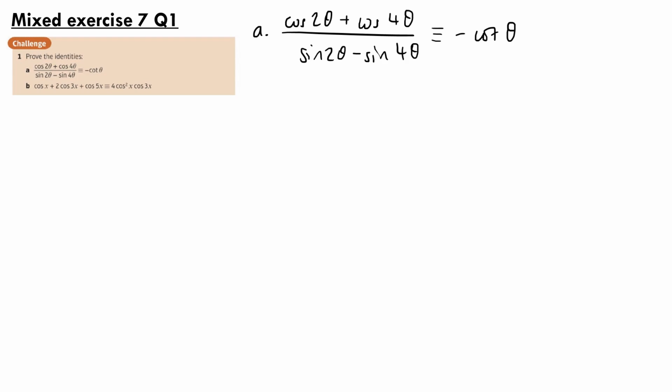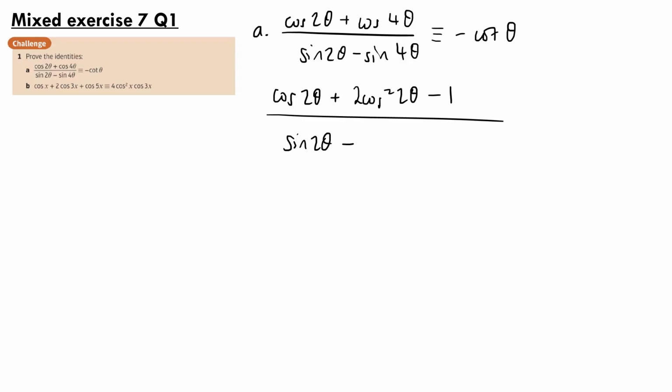So let's start with cos of 4 theta. So cos of 4 theta we can write as 2 cos squared 2 theta minus 1. And then on the bottom, sine of 4 theta we can write as 2 sine 2 theta cos 2 theta, using the double angle formulae on top and bottom there. So that's the left hand side.